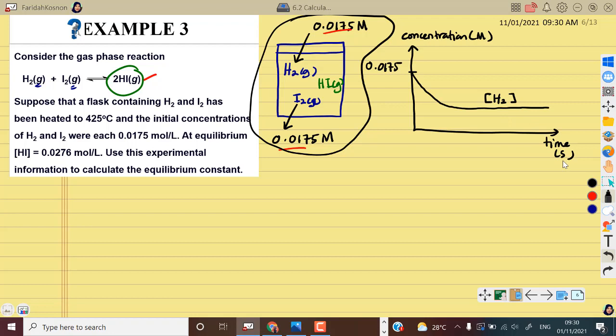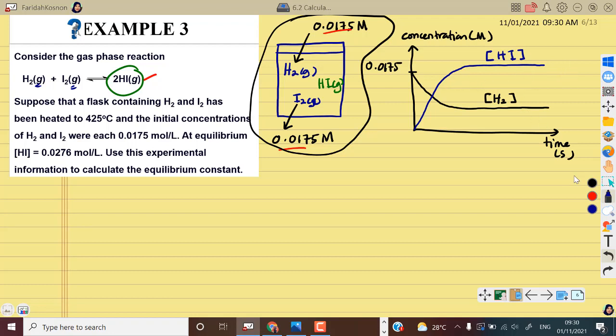Jadi what happened to the concentration of hydrogen iodide? Asalnya dalam bekas tu tak ada pun hydrogen iodide kan. Jadi bila dia mula terhasil, maksudnya dalam bekas tu dah ada hydrogen iodide. So the concentration starting from zero, dia akan increase. Okay. Dan kenaikannya 2 kali ganda sehinggalah the concentration remain constant. Jadi this blue curve, curve yang warna biru tu represent the concentration of hydrogen iodide.